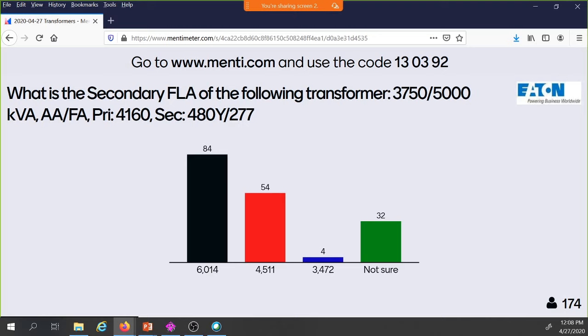So you 84, I'm with you. You 54, I know you're probably going, I don't agree with him, but you can. Everybody has their opinion. So in any case, that's okay.